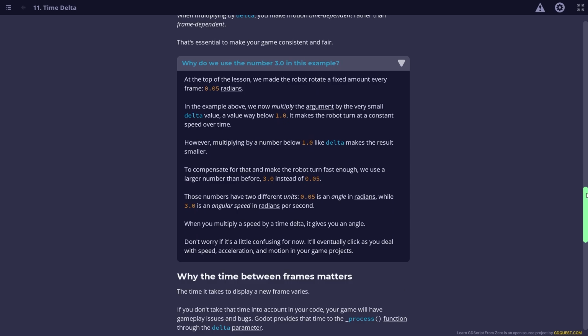Okay. I'm still having trouble grasping this. This is some serious logic that you got to use to make this work. But it works. I mean, you can see it work. You know what I'm saying?